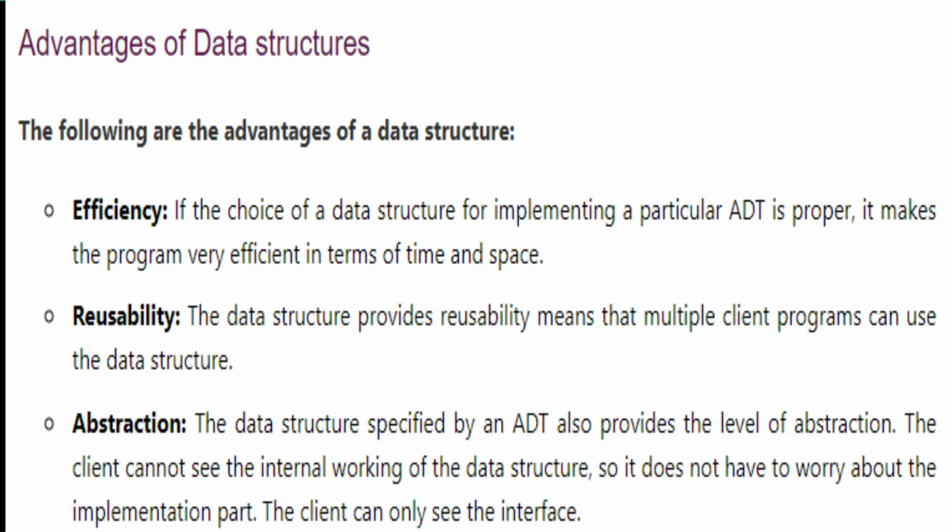Now, abstraction. The data structure specified by an ADT, abstract data type, also provides a level of abstraction. The client cannot see the internal working of the data structure, so it does not have to worry about the implementation part. The client can only see the interface. For example, if you search anything on Google, you can see only the output. You cannot see the whole implementation and the whole logic of that particular program. You just see the output. Let's say you search for all-in-one code on Google, you will only get the particular output, all of the links related to all-in-one code, but you cannot see the implementation and the logic.